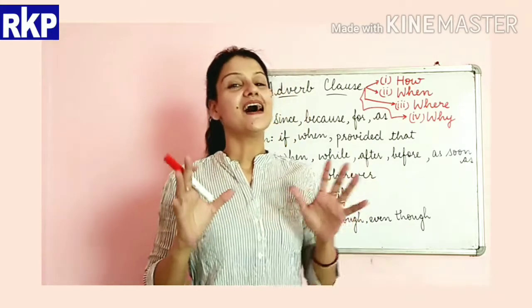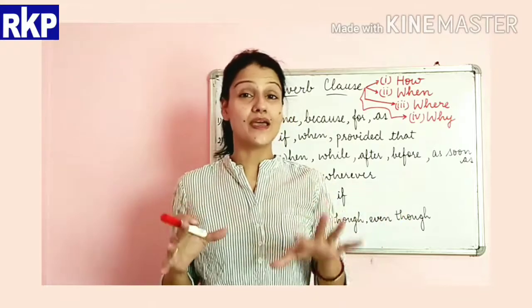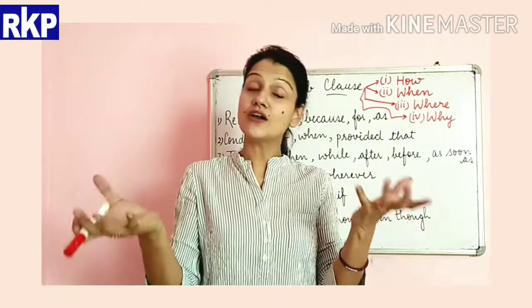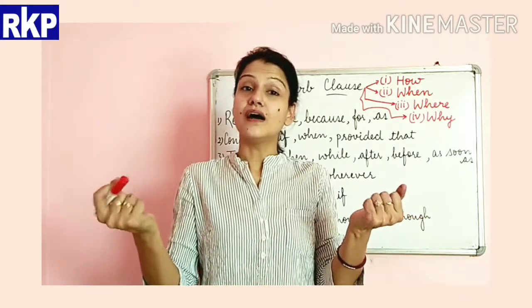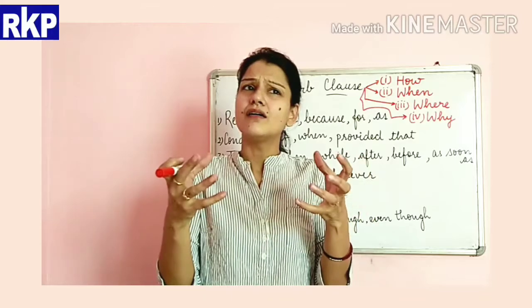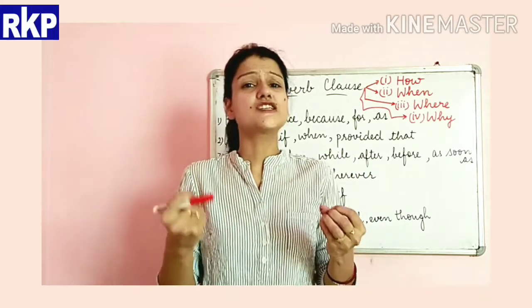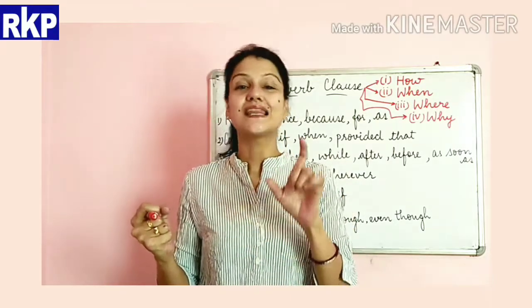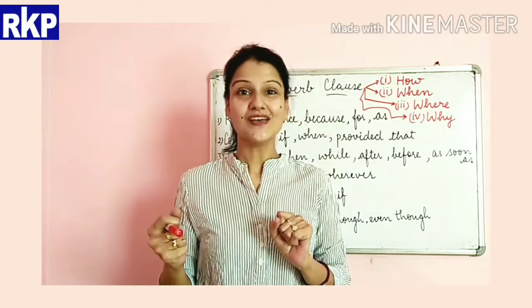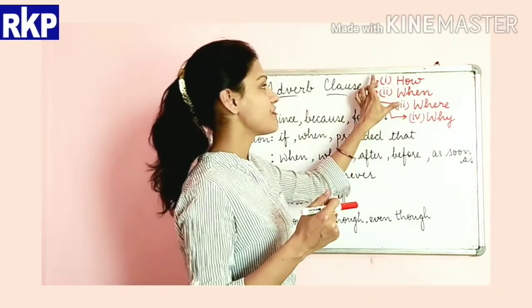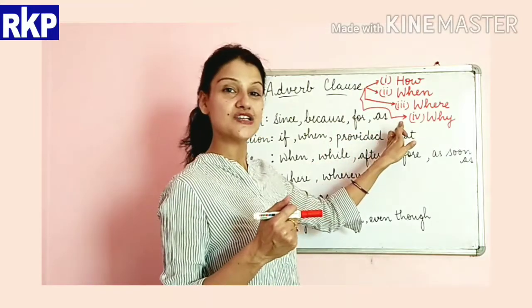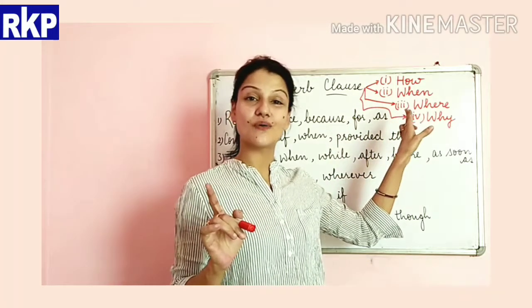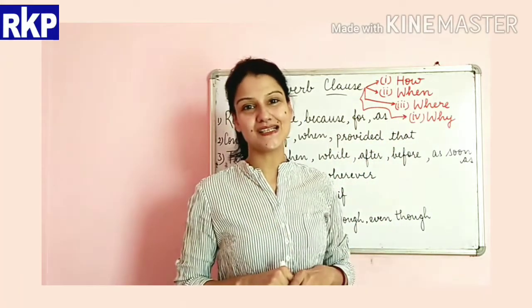Then we try to find out if there is a subordinating conjunction in the sentence, and both the clauses are creating a relationship with the help of the subordinating conjunction, that means that is an adverb clause. So there are two conditions. Either we will find out the answer of these four questions, and if we do not find the answer of these four questions, we will find a subordinating conjunction there.